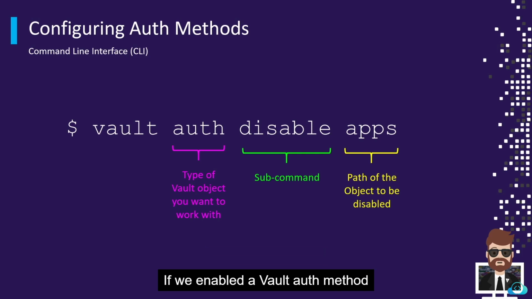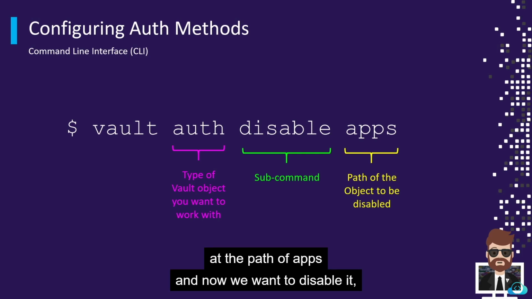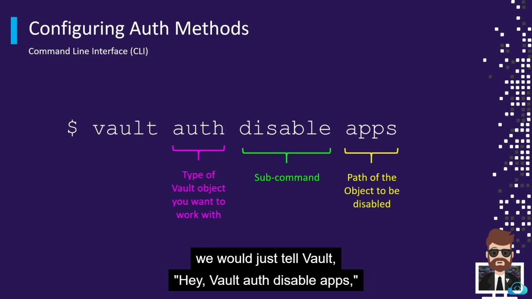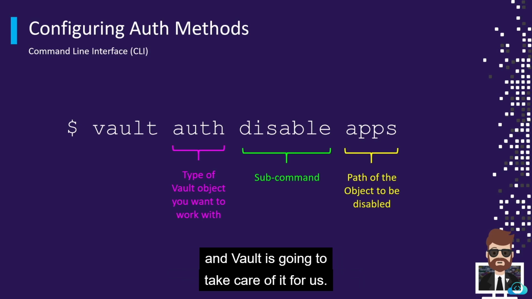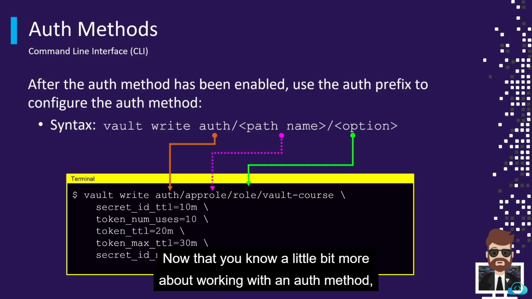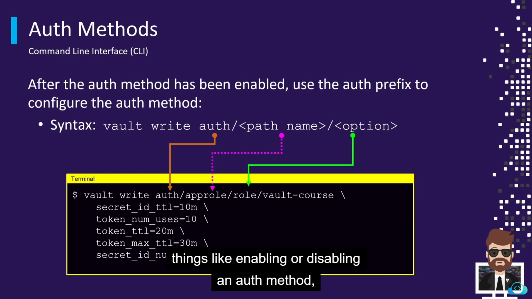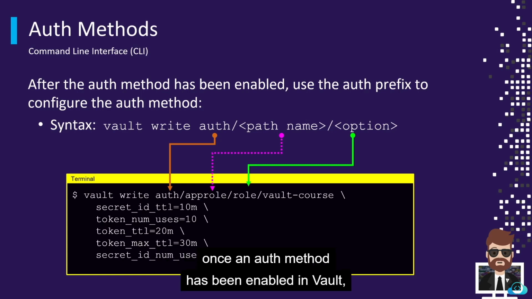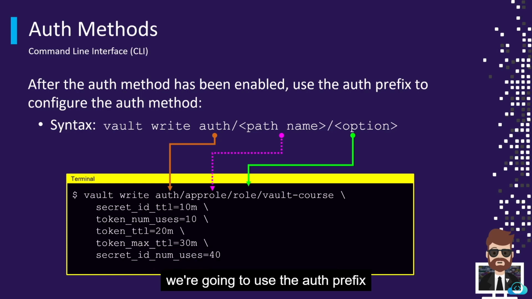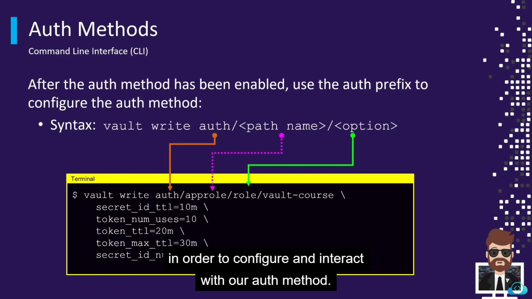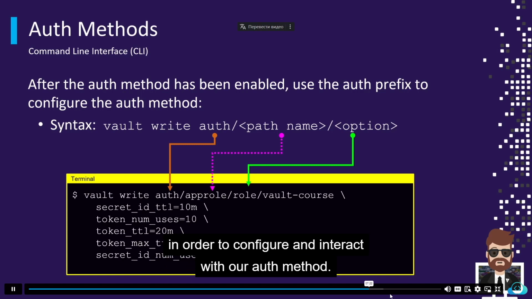So if we enabled a vault auth method at the path of apps, and now we want to disable it, we would just tell Vault, hey, vault auth disable apps, and Vault is going to take care of it for us. All right, so now that you know a little bit more about working with an auth method, things like enabling or disabling an auth method, once an auth method has been enabled in Vault, we're going to use the auth prefix in order to configure and interact with our auth method.